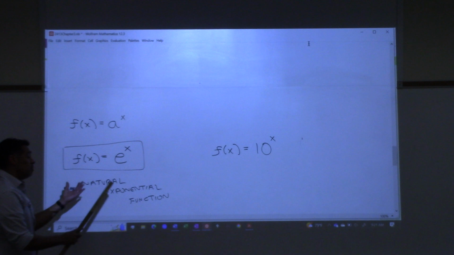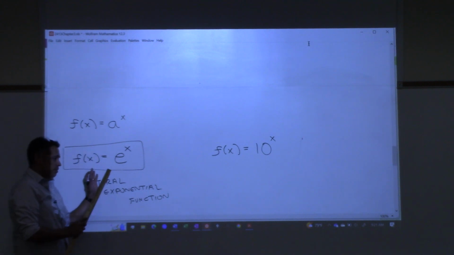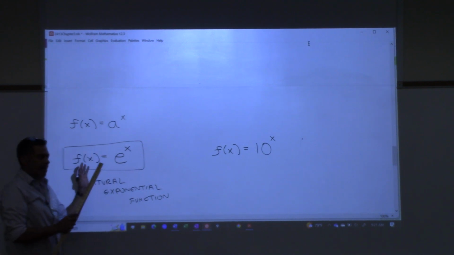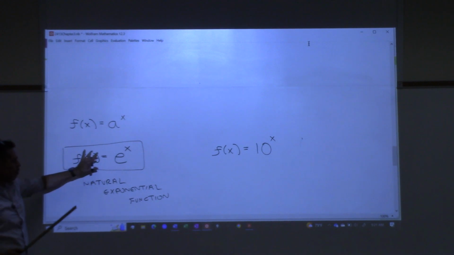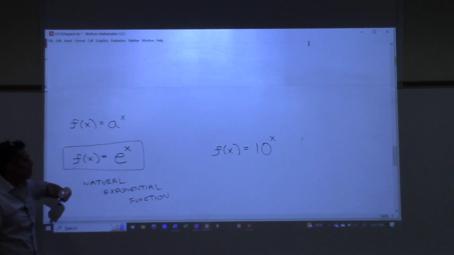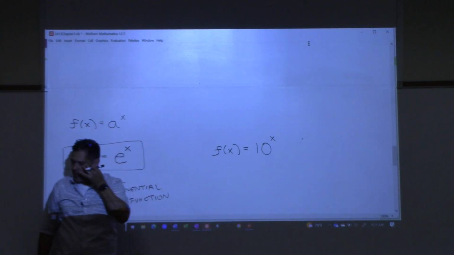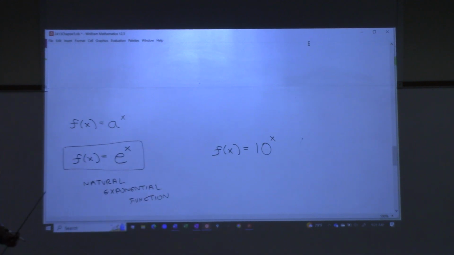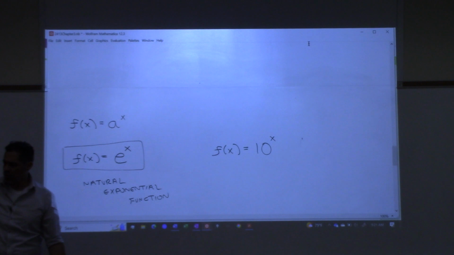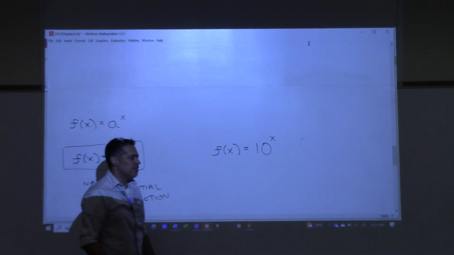And like I said, this one is like the super nice one. This is the special one. This is the only one that is its own derivative, as I'll explain more in a moment. The base 10 one is special, but not because of that property. It has to do with the fact that the base is 10. And why do you think 10 is an important base to have, as opposed to having a base of 2 or 5 or something? Why do you think base 10 is important to us?